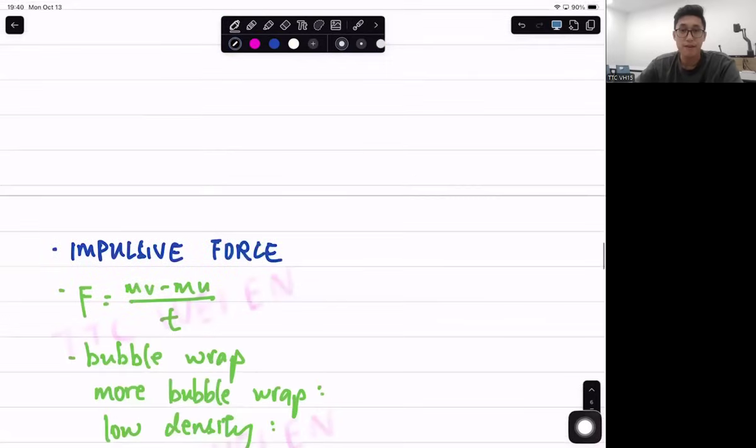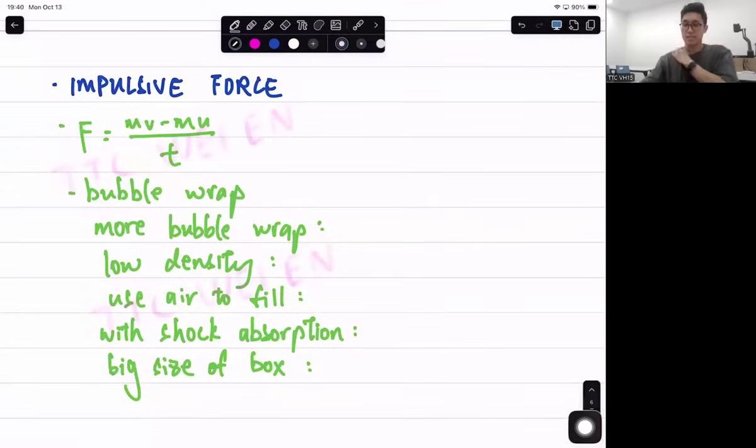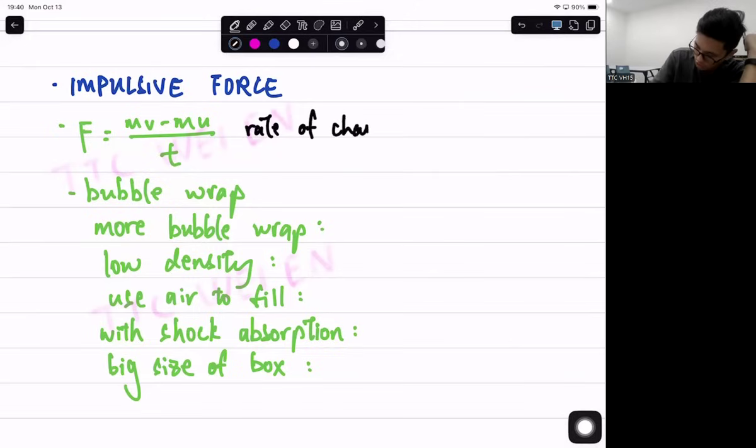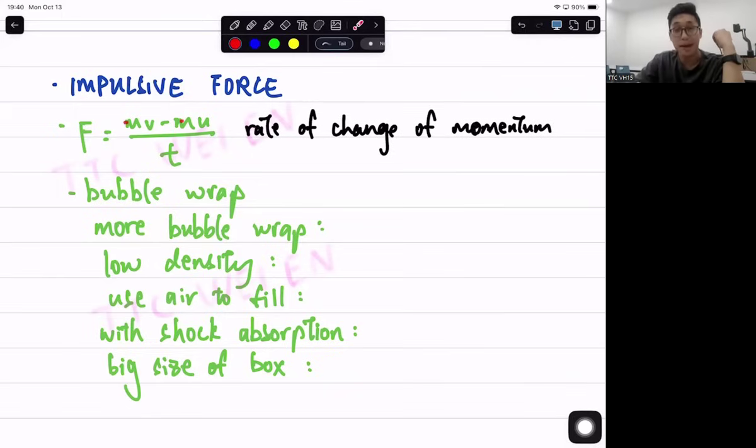The next thing I have some inspiration on is impulsive force. For impulsive force, you don't need to remember, but the formula is F equals mv minus mu over t. mv minus mu is the change of momentum. When you divide by time, it is the rate of change of momentum. That's the definition. m is the mass, u is initial velocity, v is final velocity, t is impact time.